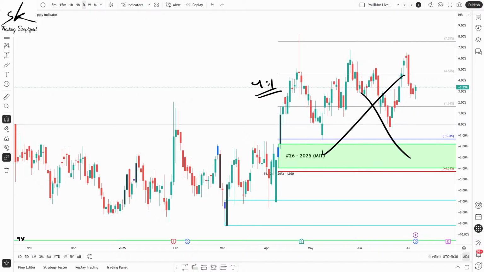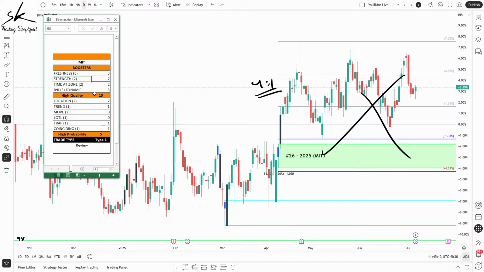But if somebody says, as long as my trade plan or my booster scoring allows me to take that trade, I'm happy taking that trade. So why not? And can you see in that case, we have already taken into consideration the move has not happened, right? But even after taking that into consideration, we still have a score of 10, we still have a score of 5, which makes it a valid trade for us. So again, it all boils down to what your particular trade plan is.